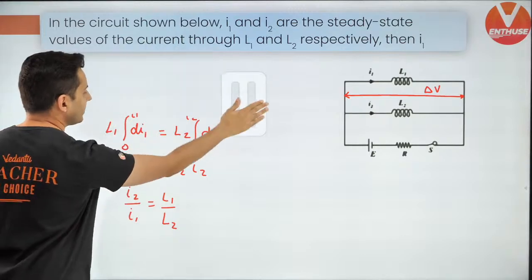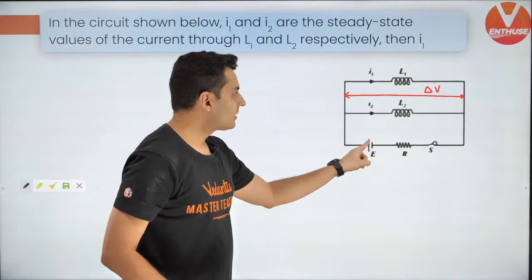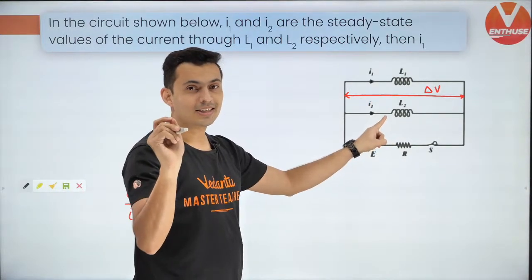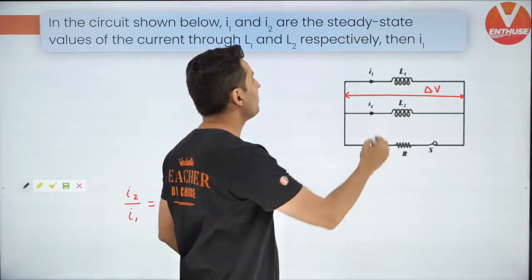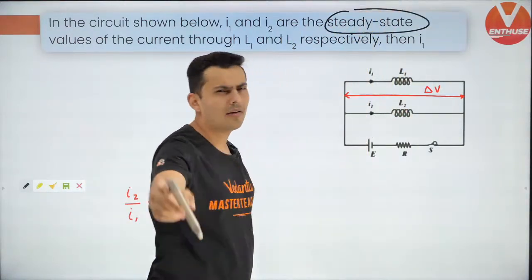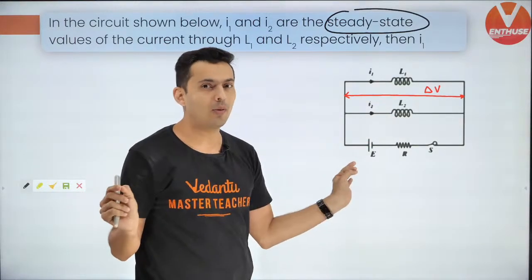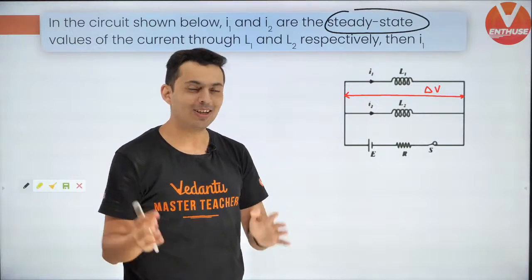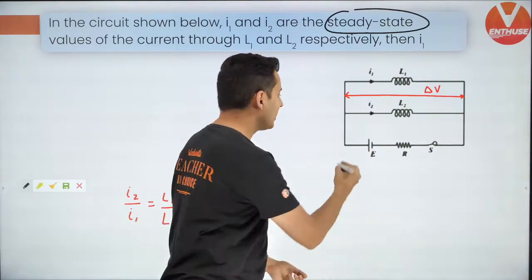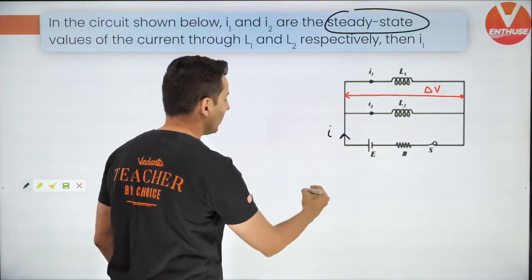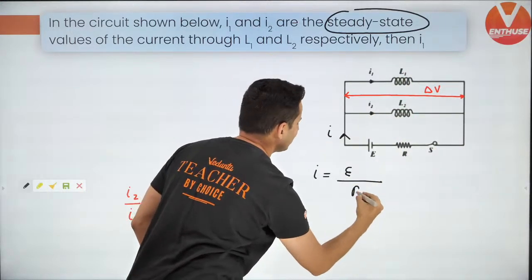I'm going to erase this because I no longer need it. Now think about it. These inductors do not have resistance. They do not have any opposition to the flow of current in steady state. Very important word: in steady state, I have told you about this, the inductors behave like a wire. Yes, just like a wire. Keep that in mind. So see how concepts are getting used. So this is just like a battery and a resistor. So the current which will be provided will be EMF divided by total resistance, which is just R.